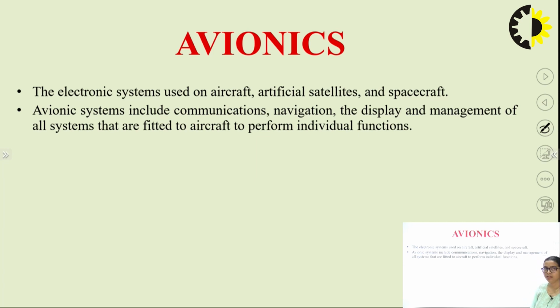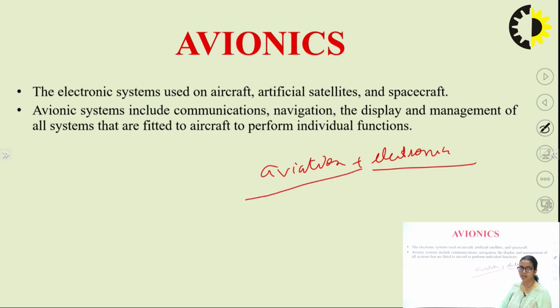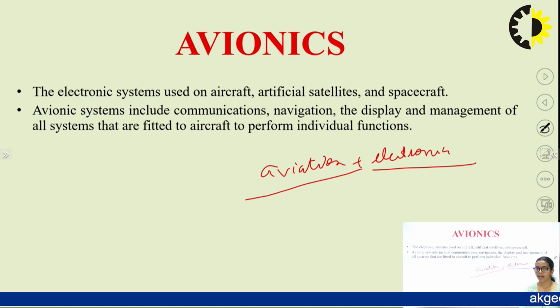Now, this is another sub branch: avionics, that is aviation plus electronics. When an electronic system is introduced in the aviation industry, then we call it avionics. The electronic systems used on aircraft, artificial satellites and spacecraft, we call avionics. Avionics systems include communications, navigation, the display and the management of all the systems that are fitted to aircraft to perform individual functions.